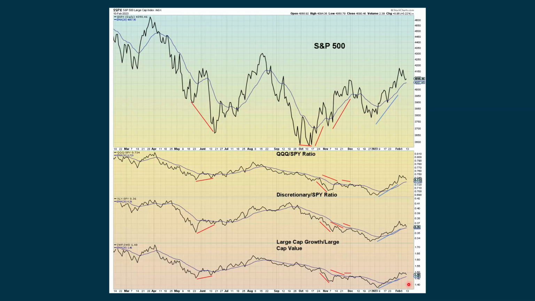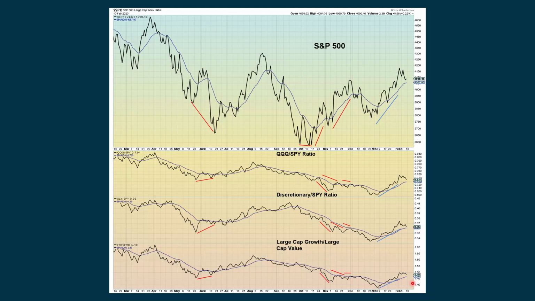An update on our possible positive scenarios. I really didn't show them this week because we were pretty much choppy to down for the week. But looking at the QQQs to the S&P 500, the ratio is still positive overall, even though it's showing some weakness. The same thing can be true with discretionary to the S&P and large cap growth versus large cap value.